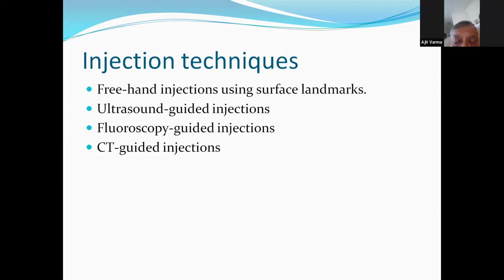And moreover, even if those facilities are available, we should still be trained in freehand techniques, because that reduces your duration of procedure and reduces your radiation exposure if you are trained in the surface landmark techniques. So today's talk is on the technique of freehand injection using surface landmarks.